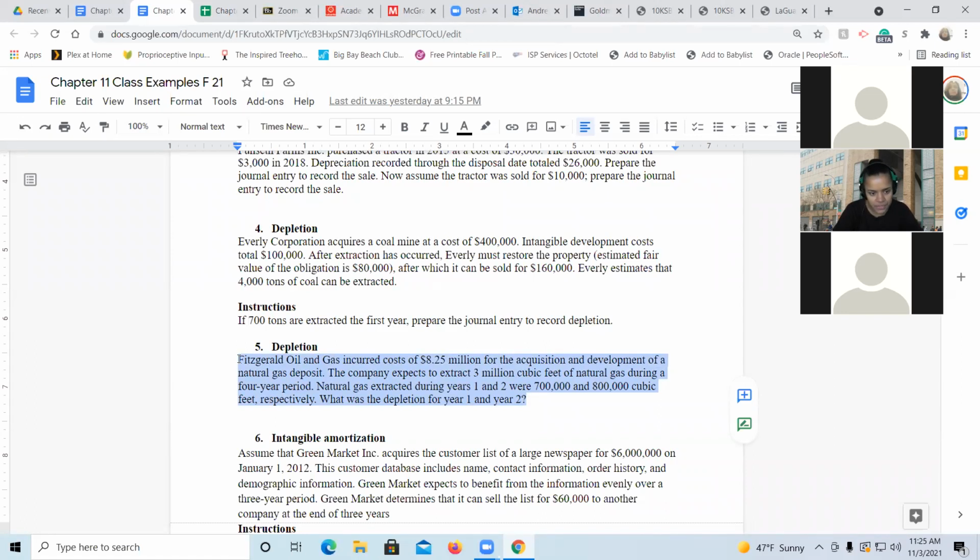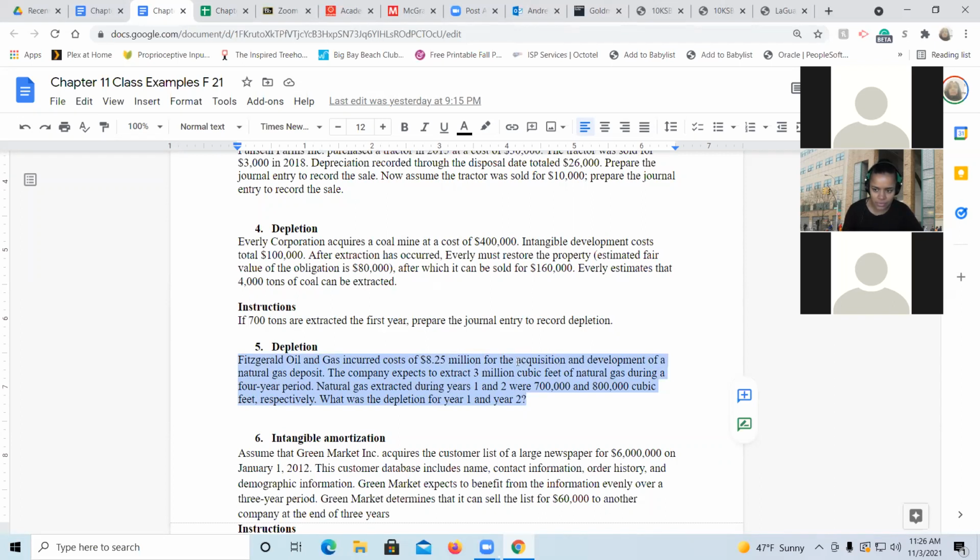So Fitzgerald Oil and Gas incurred costs of 8.25 million for the acquisition and development of a natural gas deposit. So there's the acquisition cost and the development costs already. The company expects to extract 3 million cubic feet of natural gas. So 3 million is the total units of production during a 4-year period.